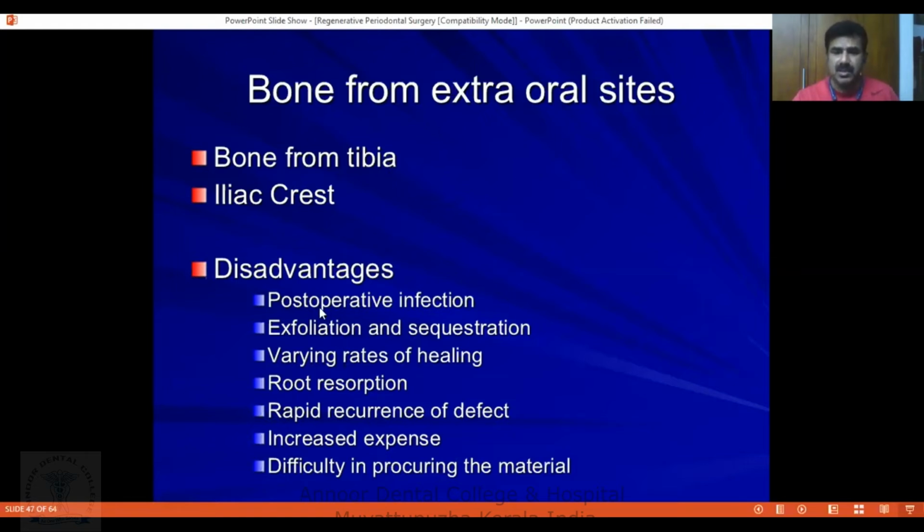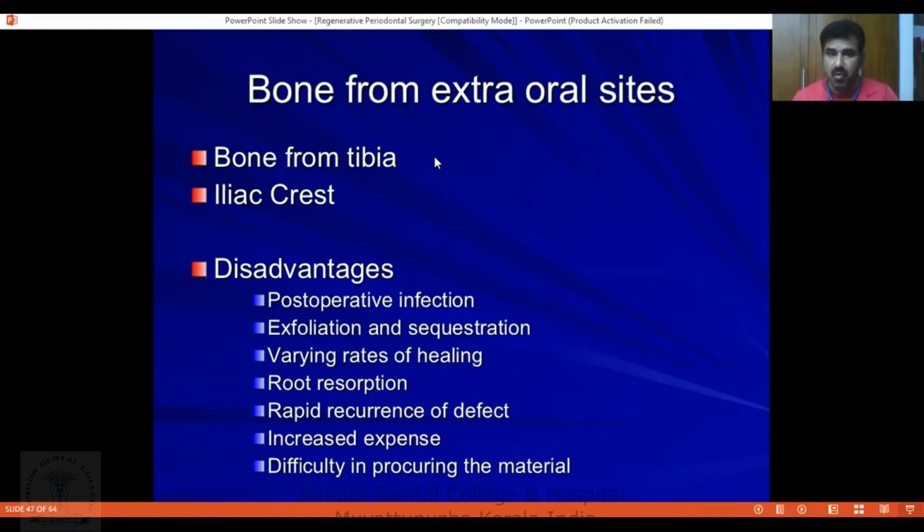One is there may be a chance of post-operative infection. This bone that is harvested can get exfoliated and sequestrated. The intraoral bone heals at a particular rate. The extraoral bone heals at a different rate. So there are varying rates of healing. And when you place such bone adjacent to a root, there is a chance of root resorption and recurrence of the defect.